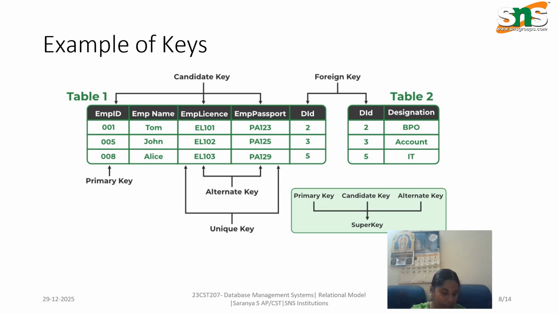The primary key is one of the candidate keys chosen to uniquely identify the records. The properties of a primary key are not null values and unique values. For example, employee ID. And then the alternate key consists of a candidate key that is not selected as the primary key. For example, employee license or employee passport.